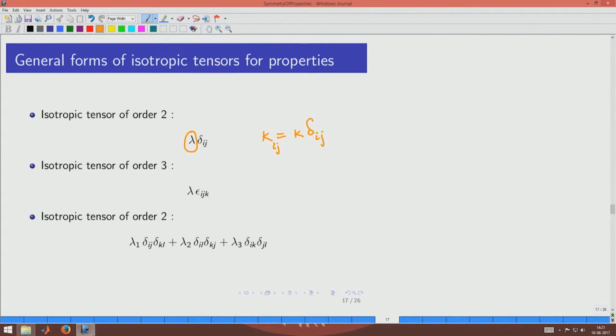Which means that you need only one number to represent the thermal conductivity of a liquid, and for the purpose of the tensorial nature to be maintained, you just use the Kronecker delta, so that it is a tensor of order 2, okay, and so on.